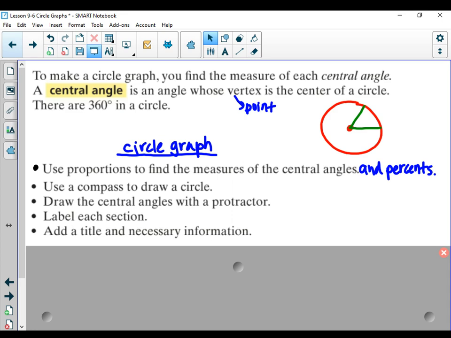Okay, so it starts out on the top. Central angle is an angle whose vertex, which is a fancy word for point, is in the center of a circle. Does everyone see where I am? Central angle, an angle whose vertex is the center of a circle. Vertex, fancy word for point. Have you noticed math is full of these fancy words?